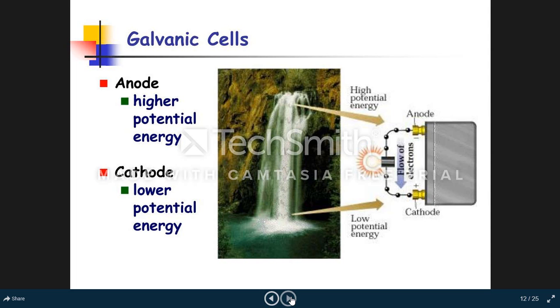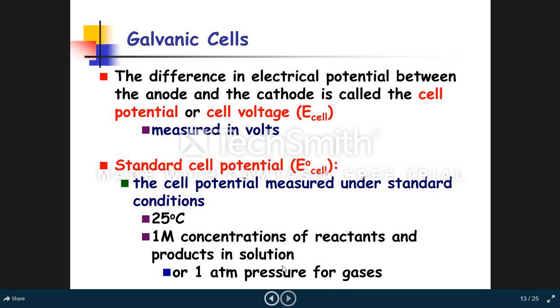Now, in this picture, we illustrate the difference between anode and cathode. The anode has higher potential energy and the cathode has lower potential energy. And we note that the difference in electrical potential between the anode and the cathode is called the cell potential or the cell voltage, which is E cell, measured in volts.